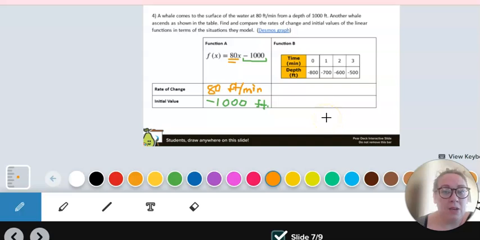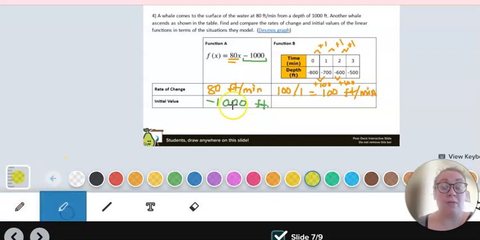Looking at function B, we have another whale in this table. So of course we see our minutes going up by 1 again, 0, 1, 2, 3. And our depth is increasing by 100. It's going from negative 700 to negative 600. So we're going up 100 per 1 minute. So 100 feet per minute for our rate of change, which is faster than function A.